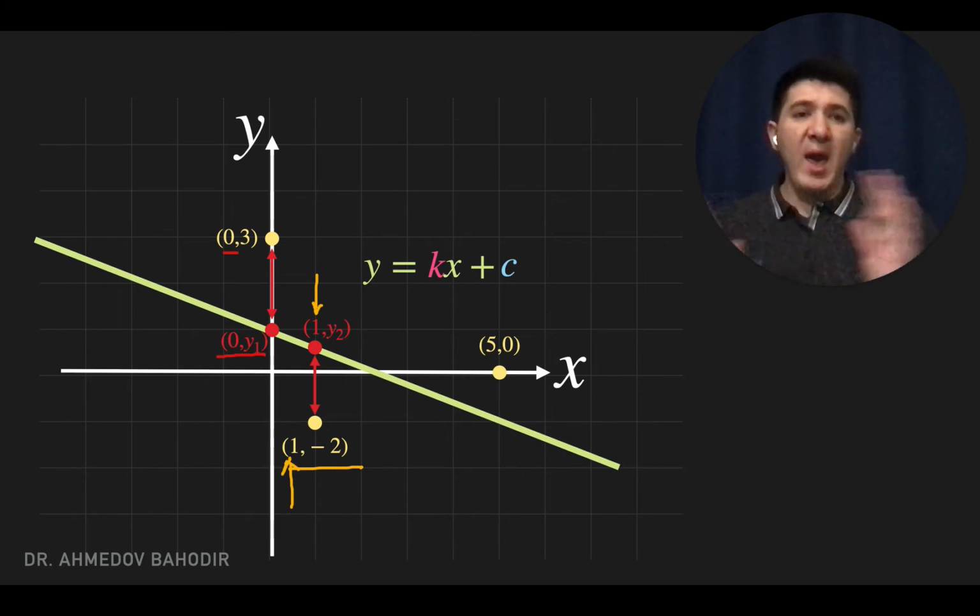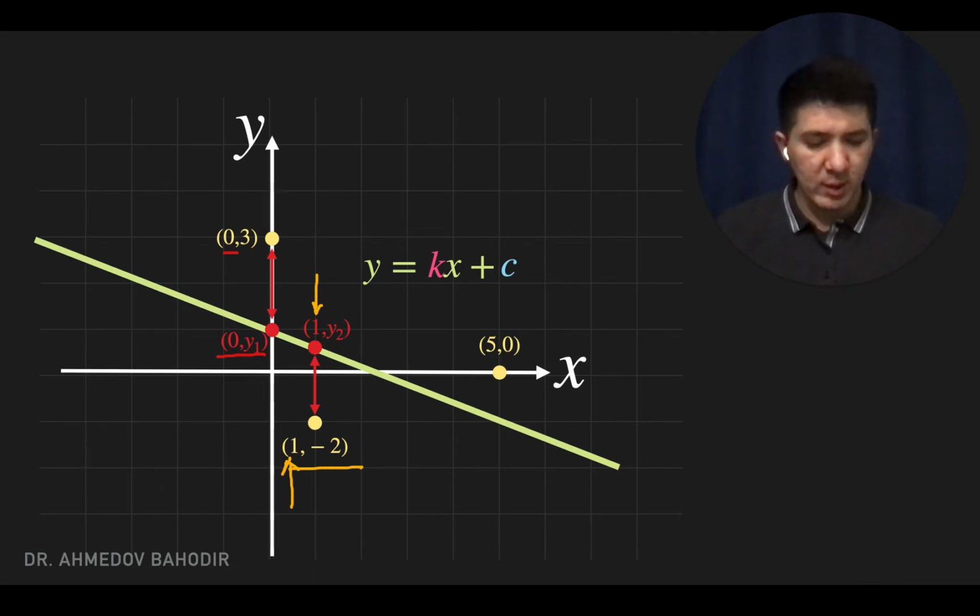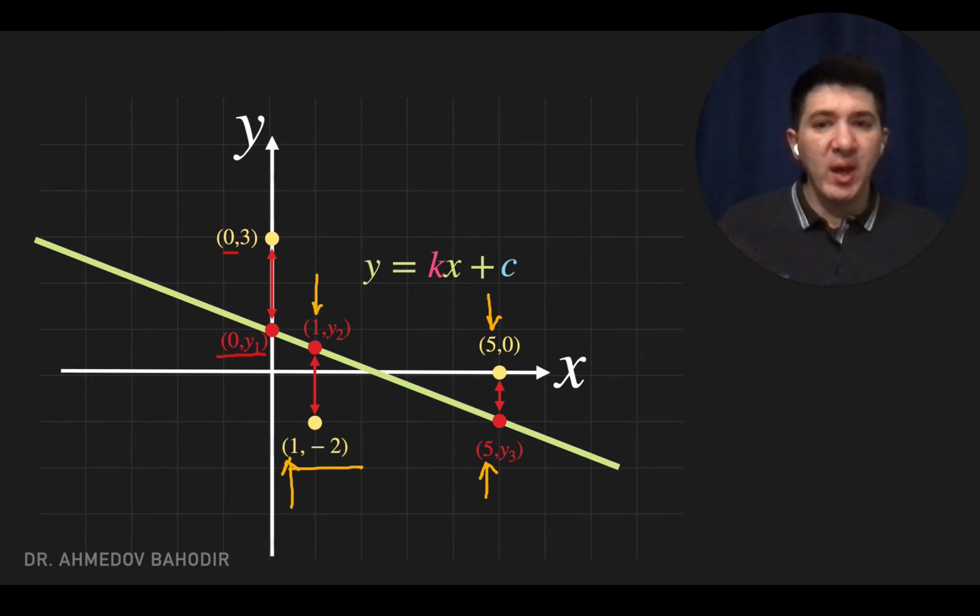Okay, so any point along a vertical line is going to have the same x coordinates, right? And I'm going to choose the third point here, which is going to have the same x coordinate as the third point. So the x coordinate of this point is going to be the same as the x coordinate of this point, right?